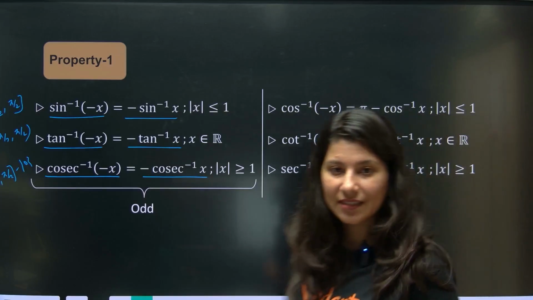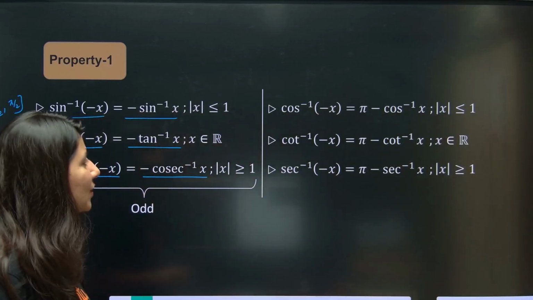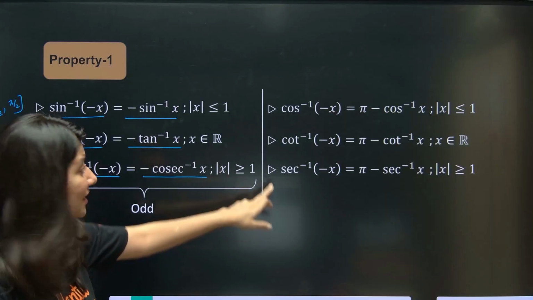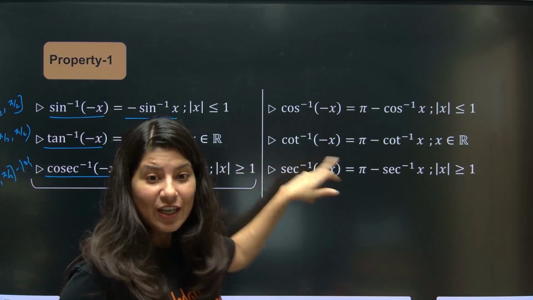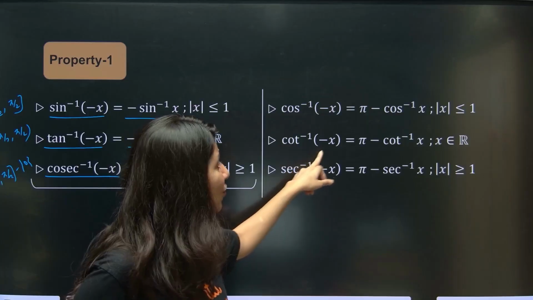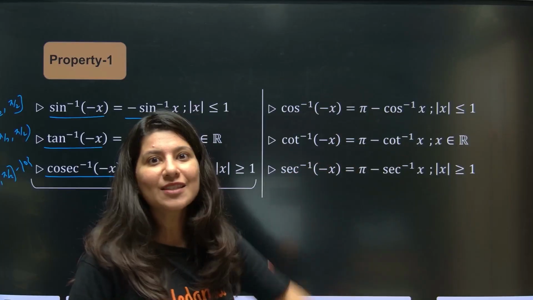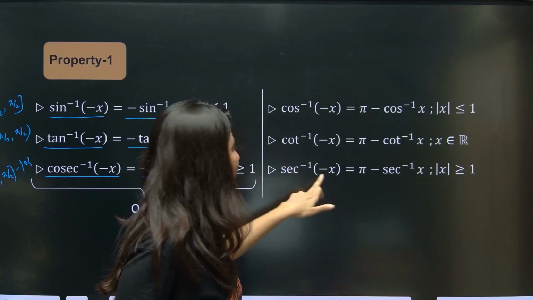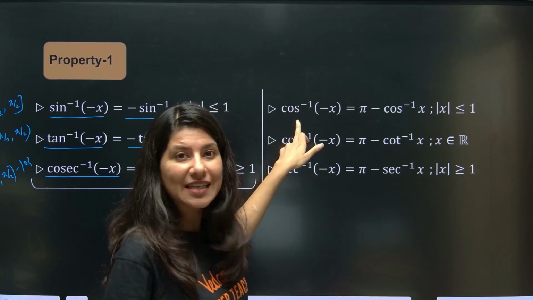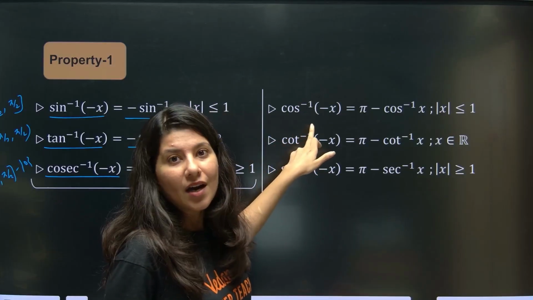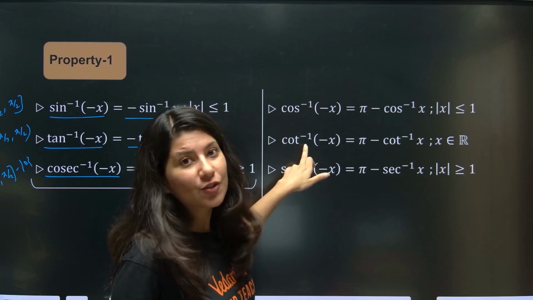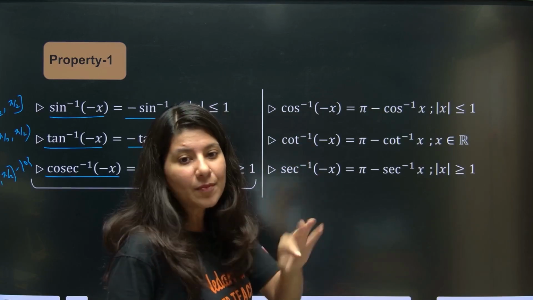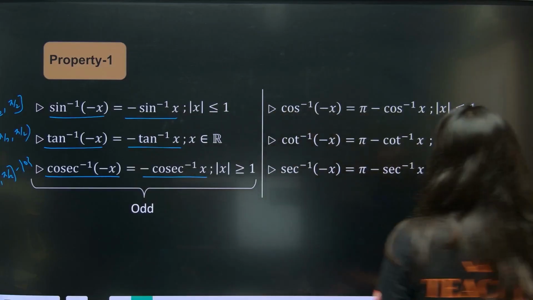Now cos inverse minus x, cot inverse minus x, sec inverse minus x. We just did it right now, by the way. Cot inverse minus 3 by 4, we wrote pi minus cot inverse 3 by 4, right? So in here, cos inverse, cot inverse, sec inverse, what is the range, ma'am? Cos inverse range is 0 to pi closed. Cot inverse is 0 to pi open. Sec inverse is 0 to pi closed except pi by 2. That is why this is pi minus something.